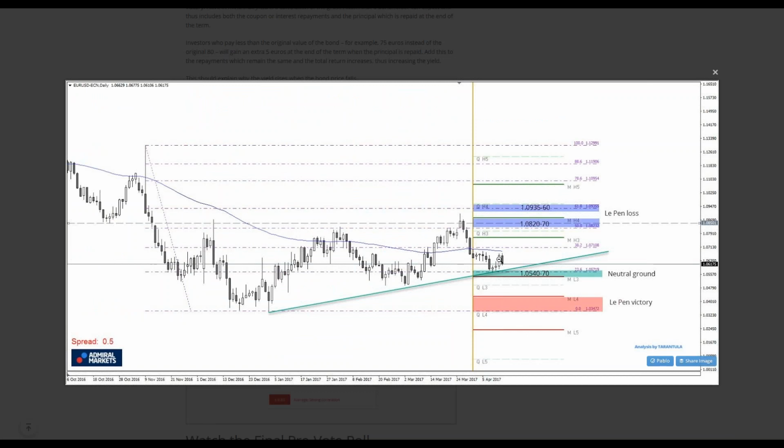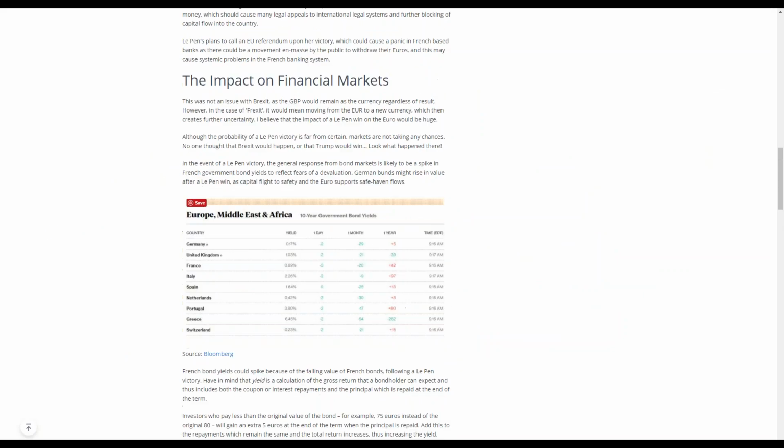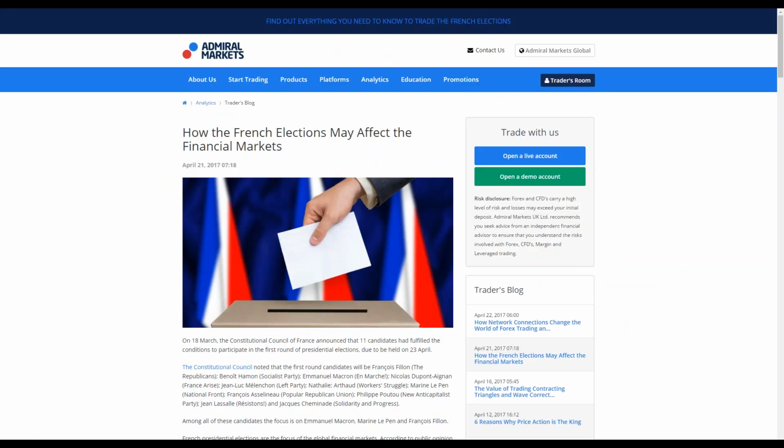I said this could happen if Macron wins or Le Pen loses, because for me, definitely these elections are binary. Le Pen loss, Le Pen victory, and we had a Le Pen loss. So if you made a bet that Macron would win, this is where you should have booked your profits. So this was the article.